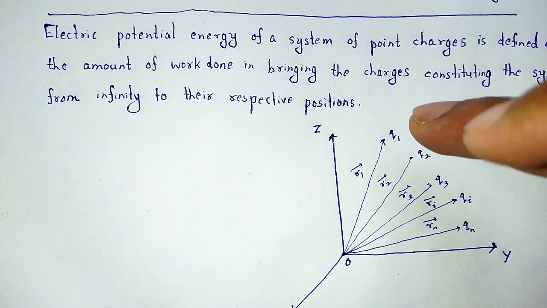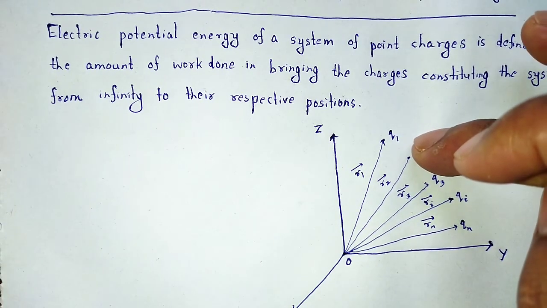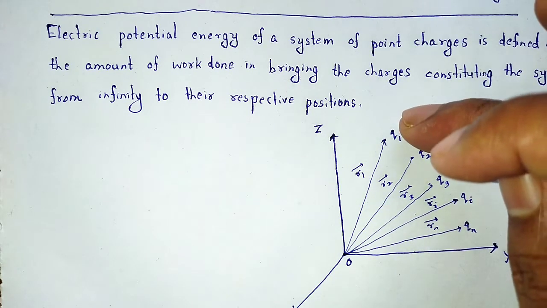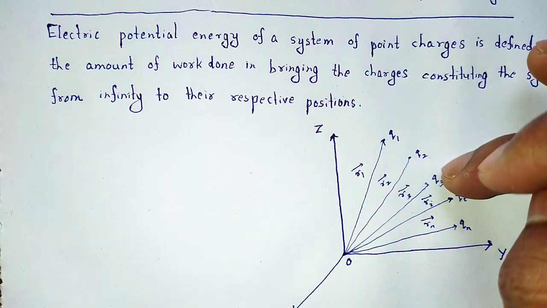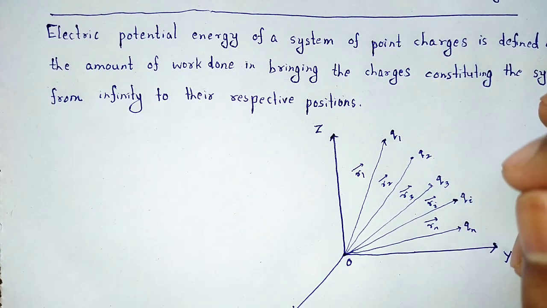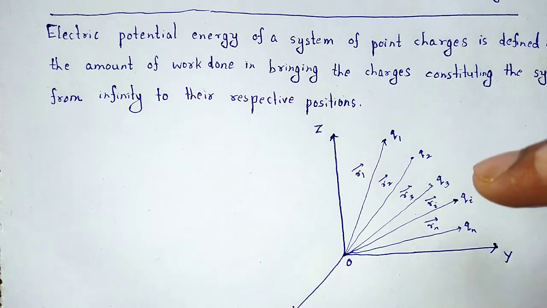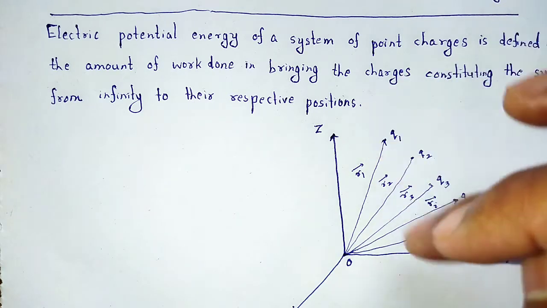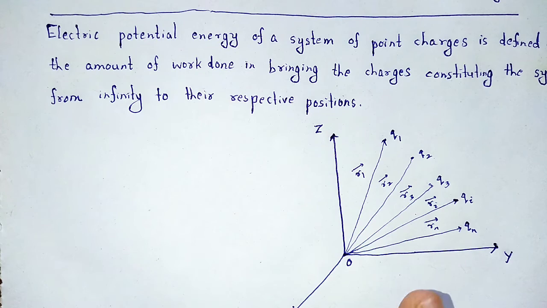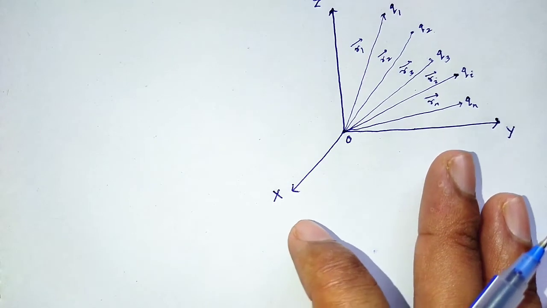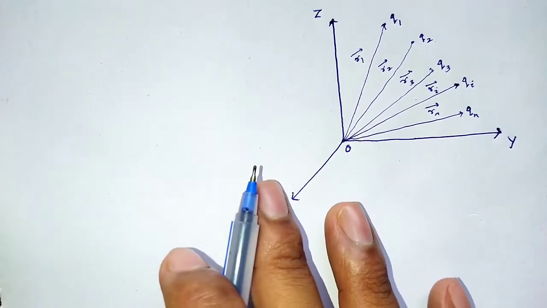First I take two point charges and calculate the electric potential energy, then three point charges and calculate the electric potential energy, and finally, by following that pattern, we calculate the electric potential energy of the system of point charges. Okay, first, case 1: the system consisting of two charges.